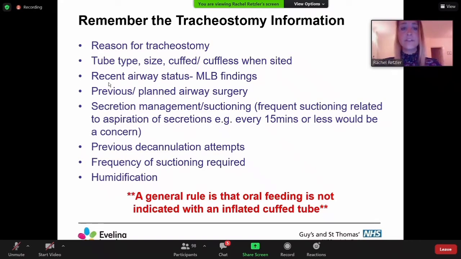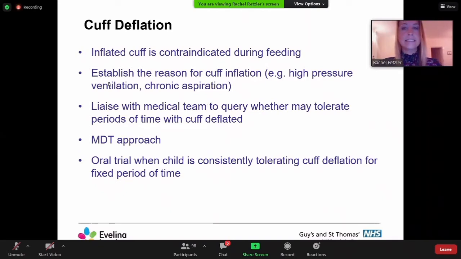The general rule is that oral feeding is not indicated with inflated cuffed tubes, as we briefly touched on before. And as discussed, as an inflated cuffed tube is contraindicated during feeding, we want to really work as an MDT. We want to establish the reason for the cuff inflation. Do they need the cuff for high pressure ventilation or chronic aspiration? You want to liaise with your medical team to query whether the child may tolerate periods of time with the cuff deflated. And through an MDT approach, we can discuss as a team progressing onto oral trials when appropriate, when a child is consistently tolerating cuff deflation for a fixed period of time.